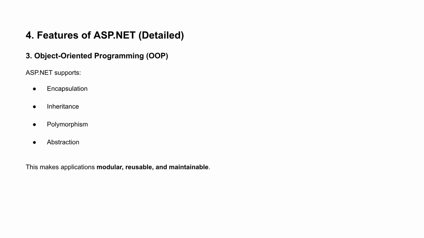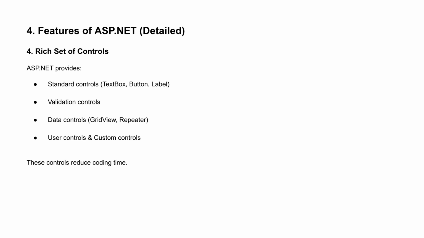3. Object-oriented programming, OOP. ASP.NET supports encapsulation, inheritance, polymorphism, and abstraction. This makes applications modular, reusable, and maintainable. 4. Rich set of controls. ASP.NET provides standard controls like text box, button, label, validation controls, data controls like grid view and repeater, user controls, and custom controls. These controls reduce coding time.